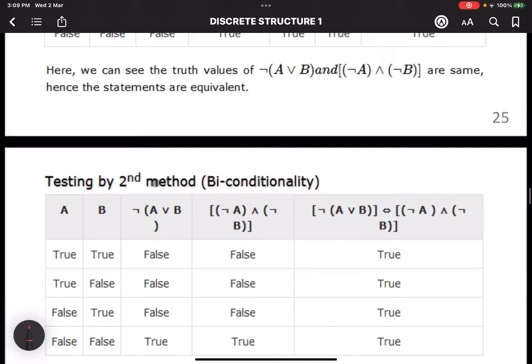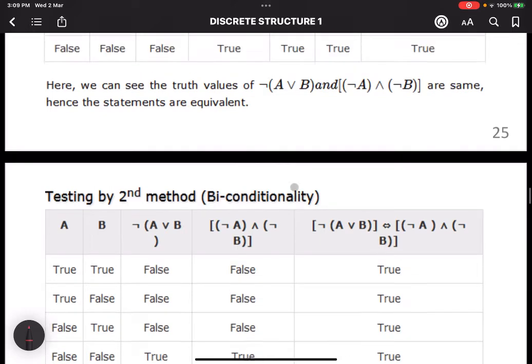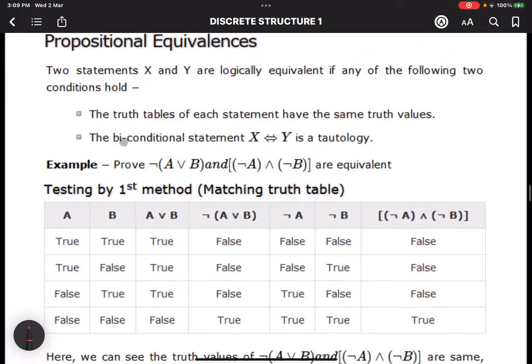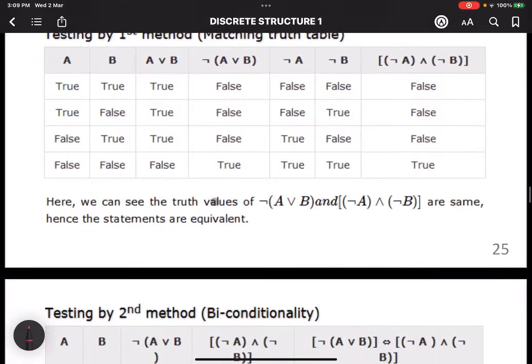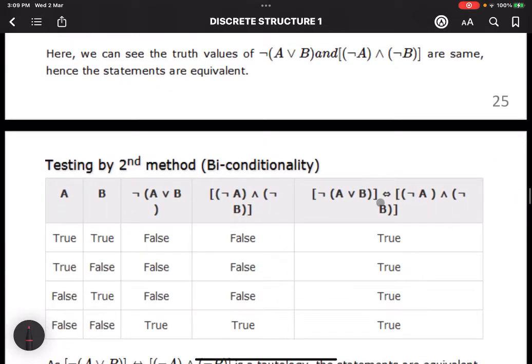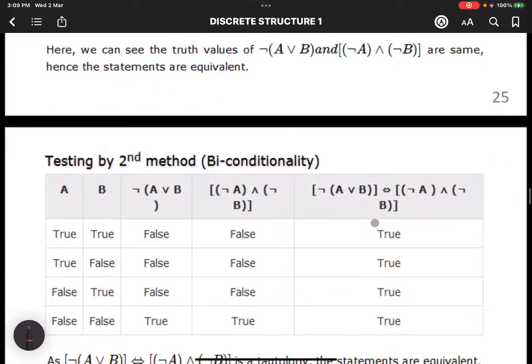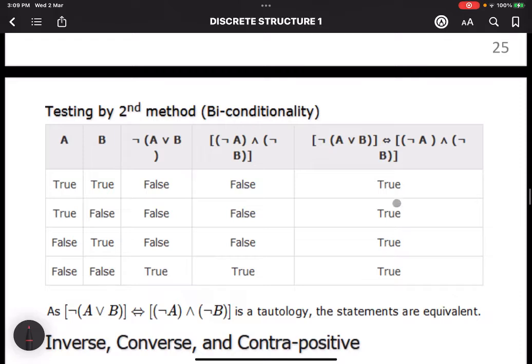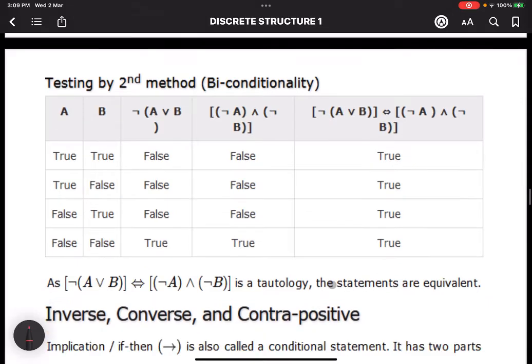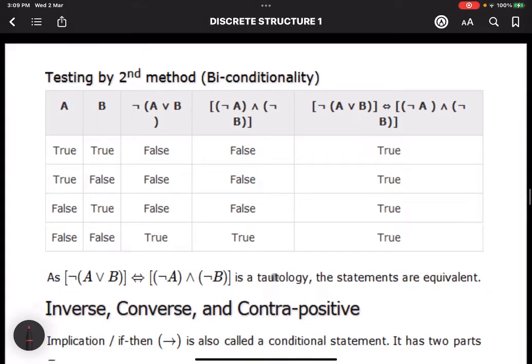So testing by second method, by conditionality, ito yung ating second condition. Okay, so ito yung ating if and only if. Makita natin siya ay tautology kasi lahat sila ay true. Therefore, the statements are equivalent.